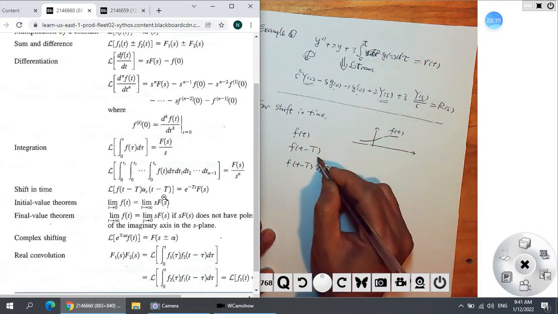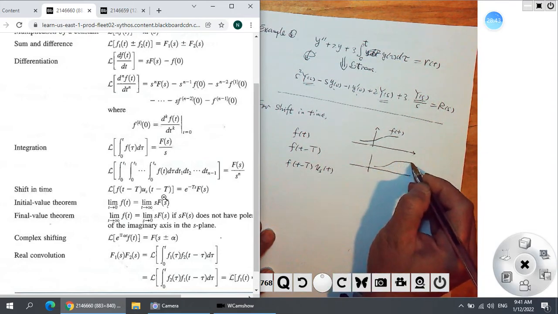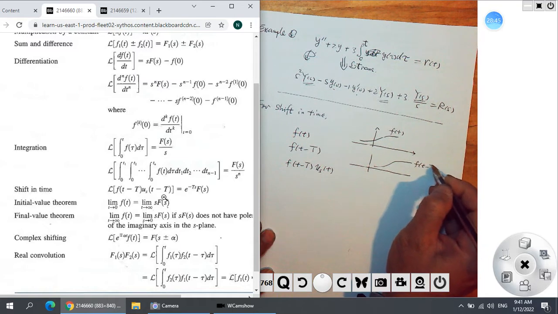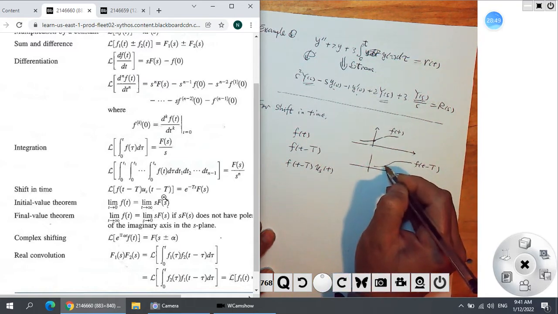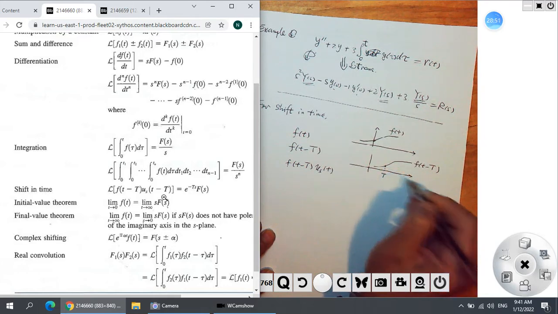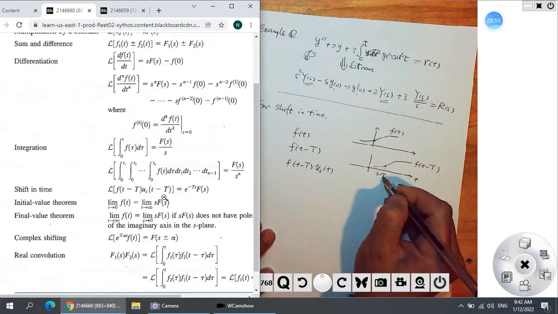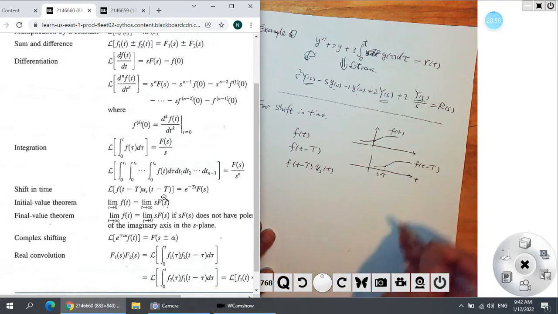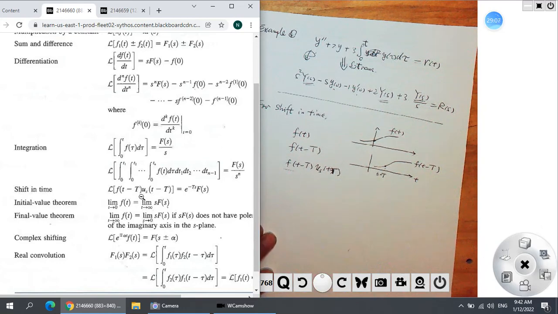Then shift by capital T. This is f(t minus capital T). This 0 point now goes to here. This is t, lowercase t equal to capital T. Right? So we get this one. This is the shifted f, and what this is times t. Sorry, I lost this part. Right, same as here: u_s(t minus capital T).